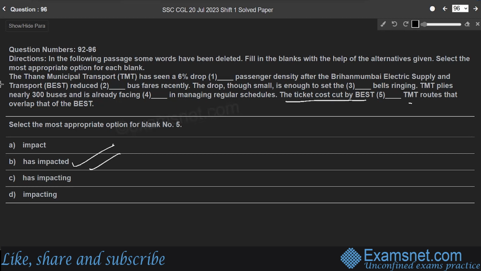Here the remaining options, impact, has impacting, and this directly impacting, are a variation in the tense forms of the same. Therefore, has impacted would be correct. Option B is the right answer.